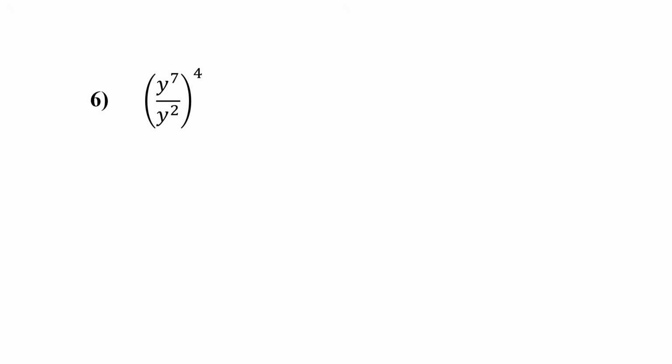Here we have a fraction inside parentheses, and the entire fraction is raised to the 4th power. A good strategy is to simplify inside the parentheses first. When we divide powers with the same base, we keep the base and subtract the exponents. So 7 minus 2 equals 5, giving us y to the 5th. Now we have a power raised to a power. So we keep the base and multiply the exponents. 5 times 4 equals 20, so we get y to the 20th. That's the simplified expression. Pretty straightforward, right?